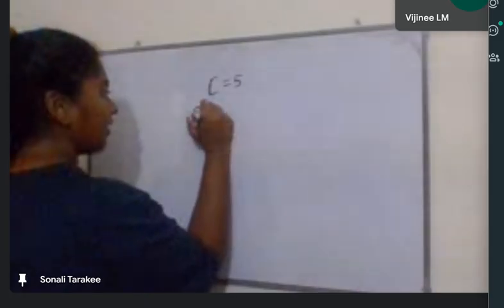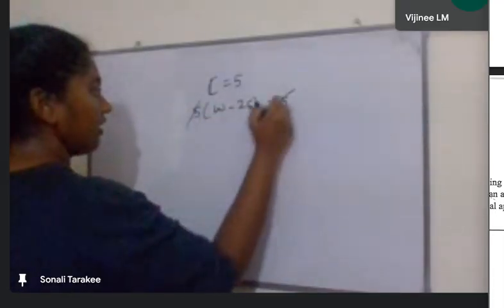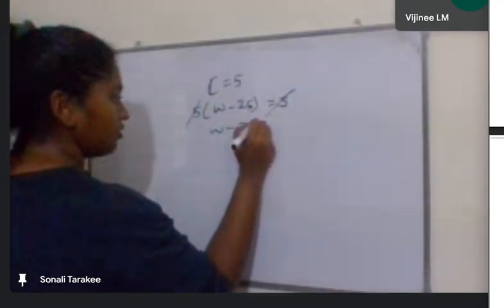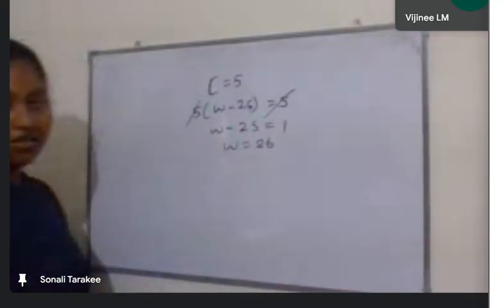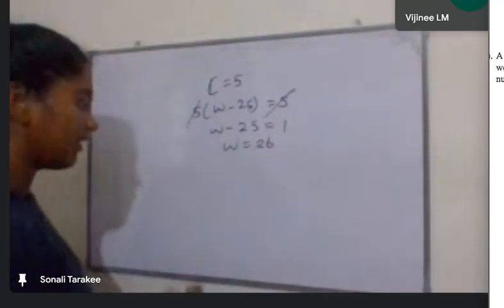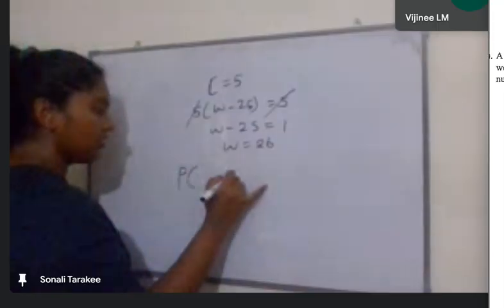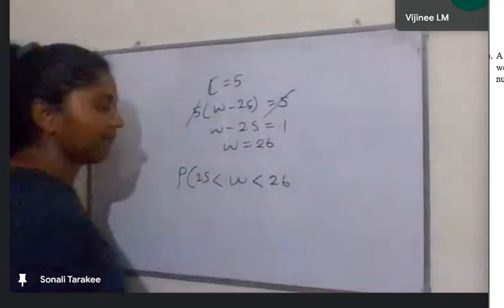C equals 5. C means 5W minus 25 equals 5. 5 and 5 get cancelled. W minus 25 is 1. W equals 26. Okay, now the weight is 26. That is, we have to find the probability of weight between 26 and 25.